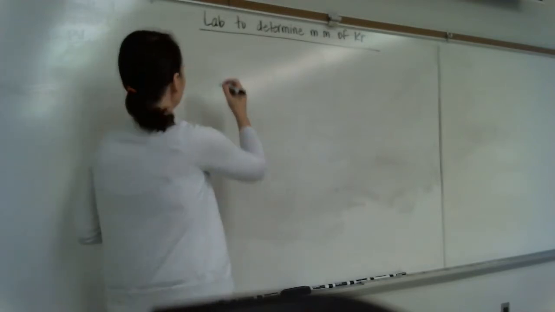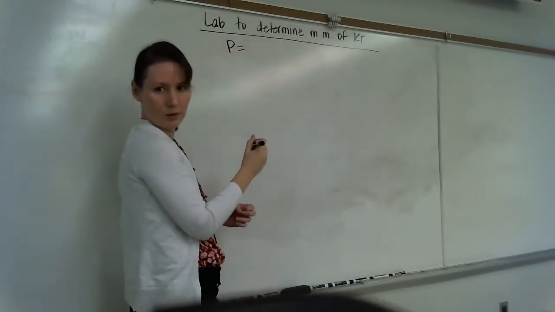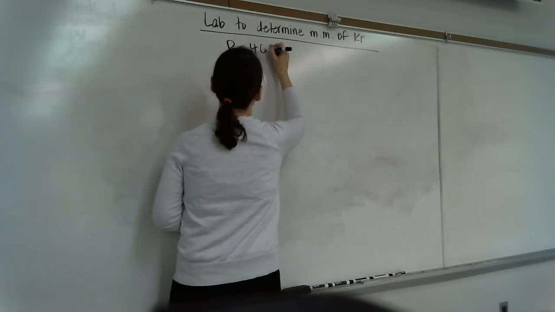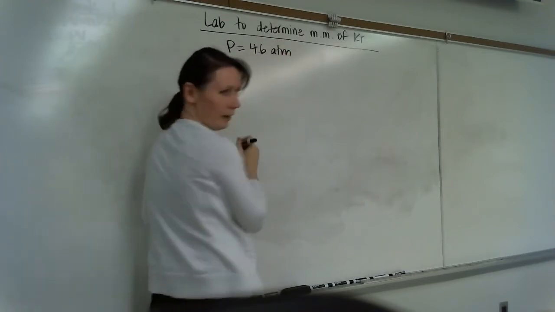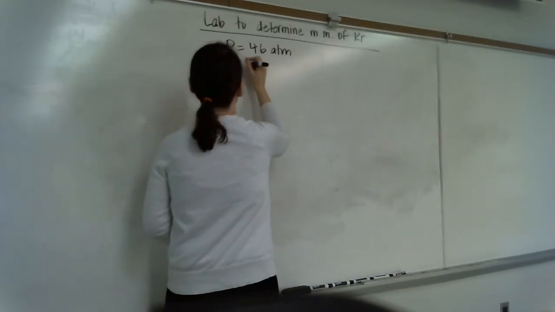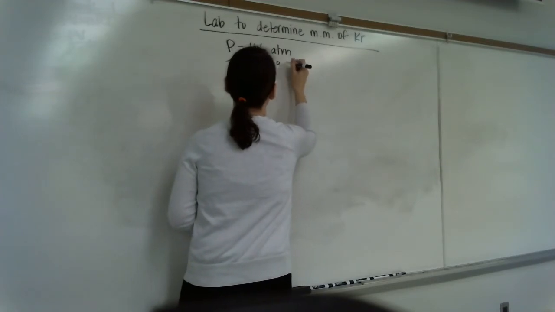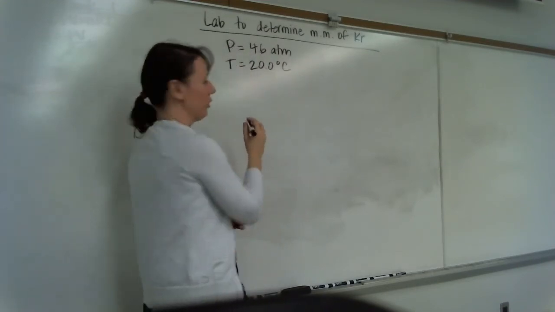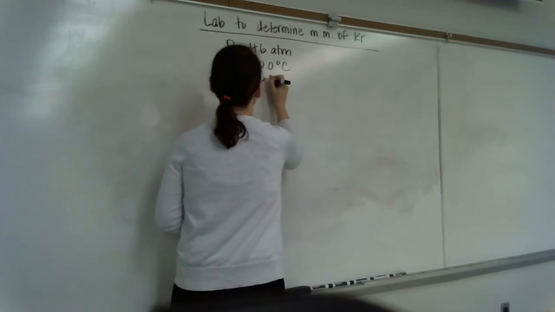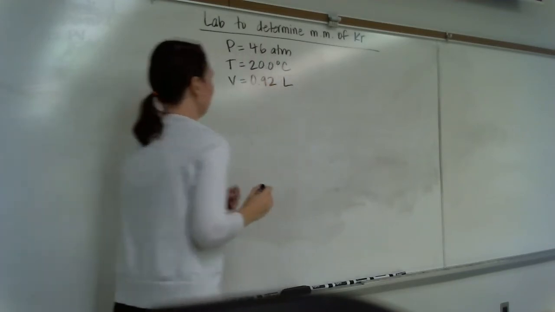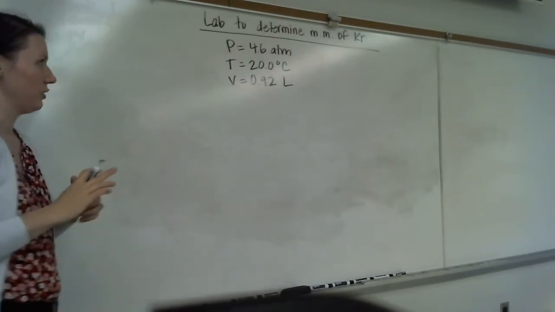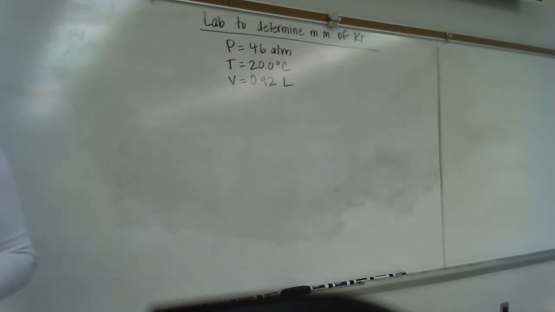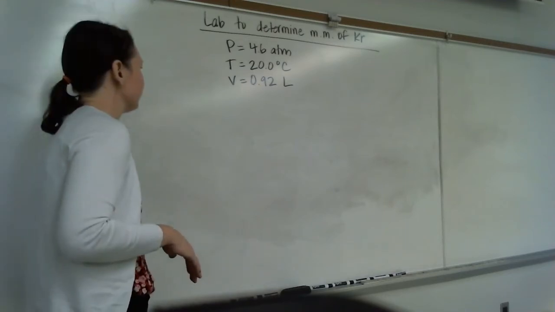Let's see, pressure is 4.6 atmospheres. And temperature, 20 degrees Celsius. And the volume of your container was 0.92 liters. So you decide, did this person have a good day in the lab or a bad day in the lab? I'll pause it and see if you can figure this one out, and then we'll go over it. I know that everybody might not be finished yet, but let's go over this one.